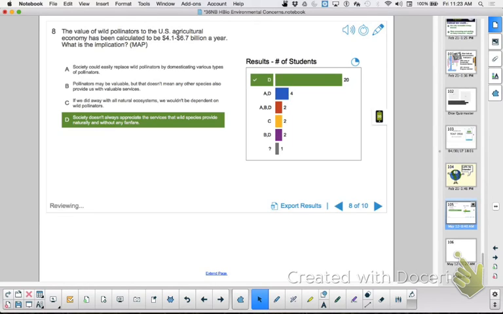Could society easily replace wild pollinators? No. There are no little tiny mechanical bees that we can release out there. It is not Hunger Games. There is no way to generate that. Weren't there little flying tracker jackers? Thank you.